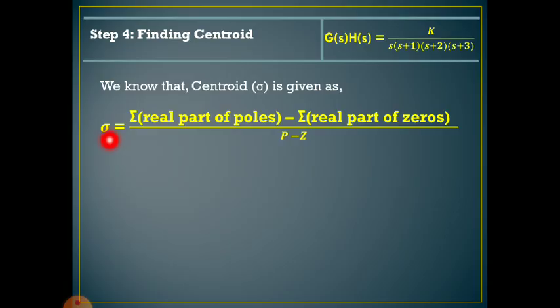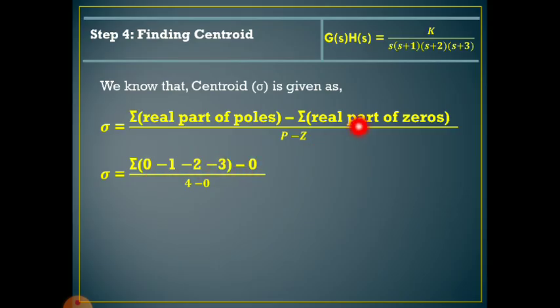centroid, represented by this symbol, is equal to summation of real part of poles minus summation of real part of zeros, divided by p minus z. Take care that you consider only the real part of poles and real part of zeros. So now here if you observe, there are 4 poles, and what are the real parts here? 0, minus 1, minus 2, minus 3. So you have to add all of them. So you will get 0, minus 1, minus 2, minus 3.